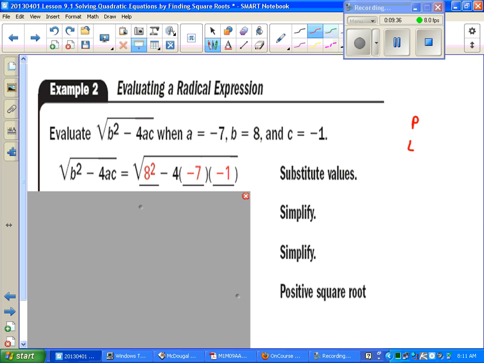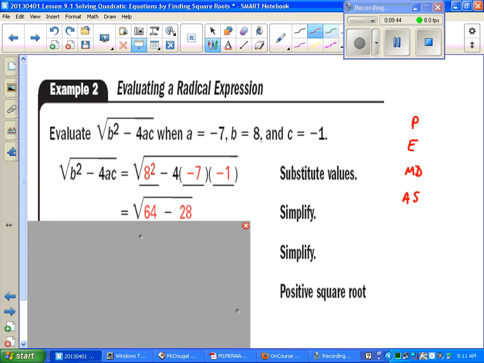Remember, you do your parentheses, then your exponents, then your multiplication and division, followed by your addition and subtraction. So do your exponents first. 8 squared will give you 64. They went ahead and did everything in one step, but 8 squared is 64. Negative 4 times negative 7 is a positive 28, and a positive 28 times a negative 1 gives you back a negative 28.